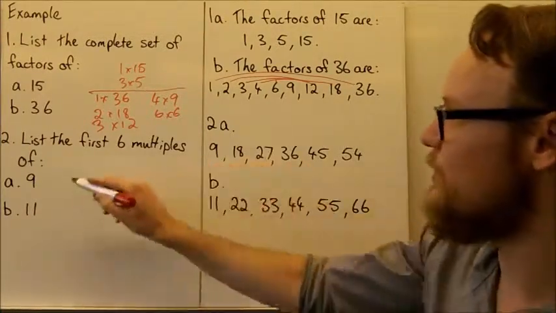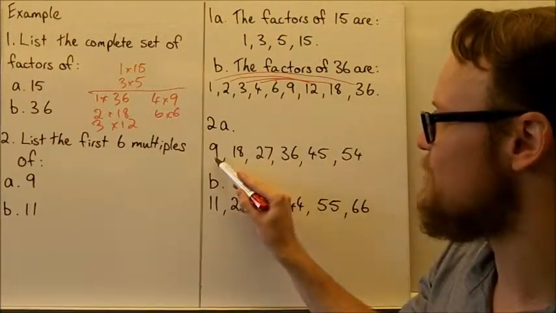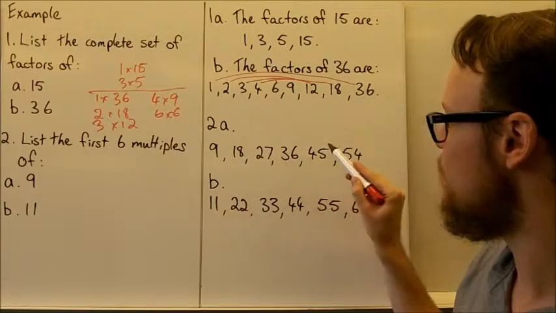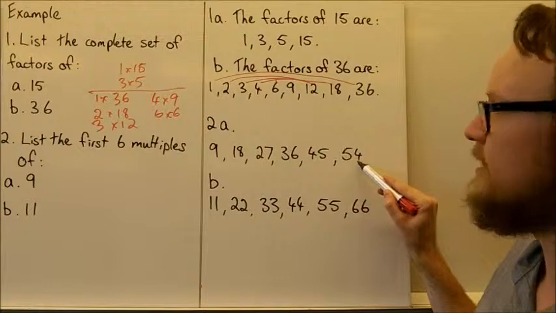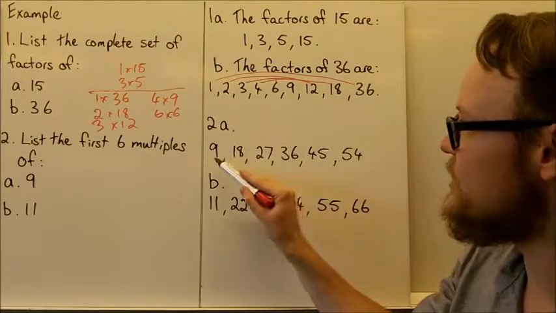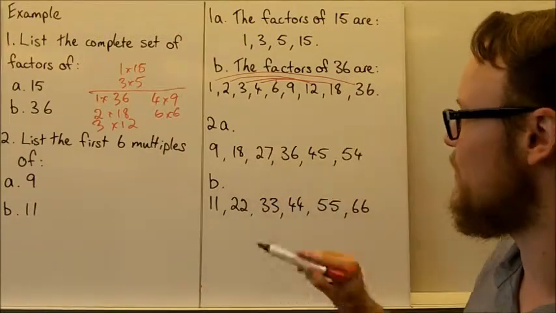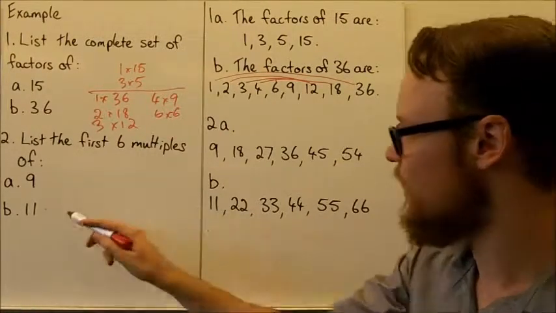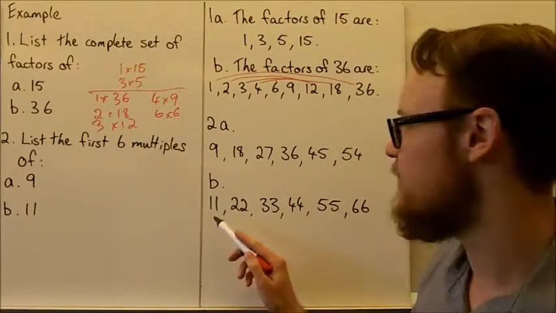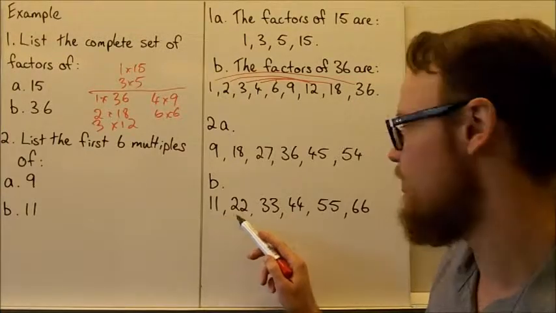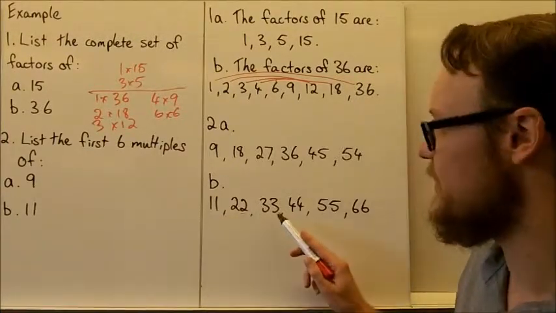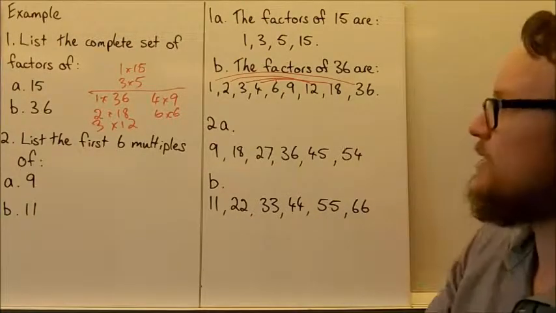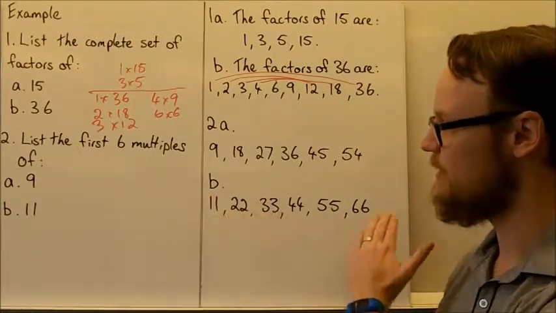So firstly we're looking at 9: 9 times 1 is 9, 9 times 2 is 18, 9 times 3 is 27, times 4, times 5, times 6 is 54. So that's the first 6 multiples, multiplying up to 6 times. For 11, we're starting again: 11 times 1 is 11, 11 times 2 is 22, 11 times 3 is 33, times 4, times 5, times 6. So we've got the first 6 multiples of 11.